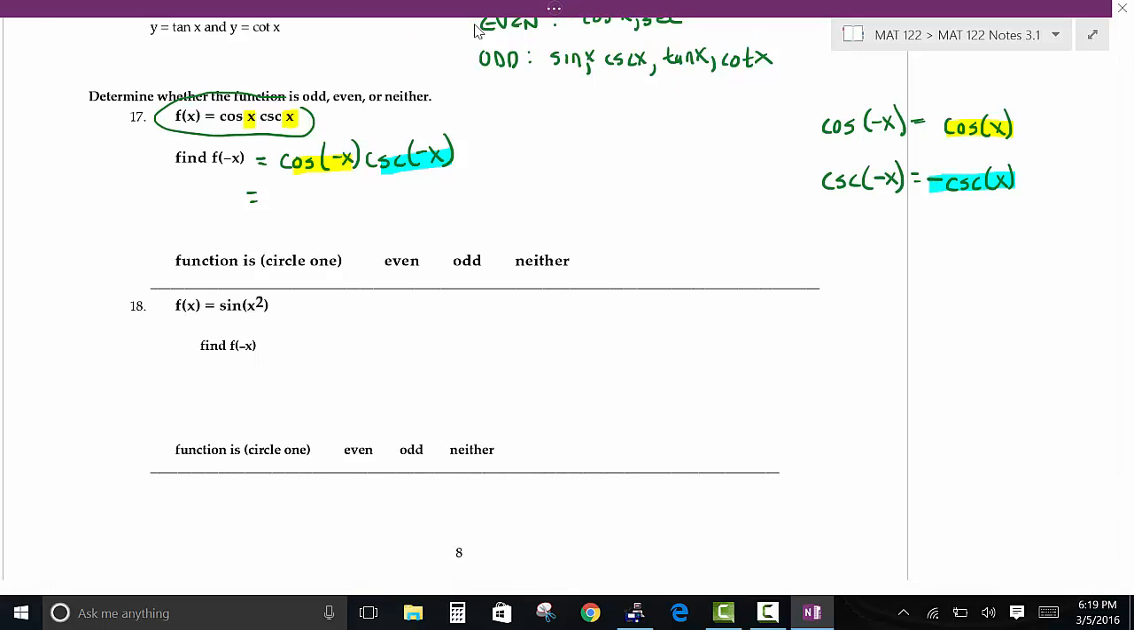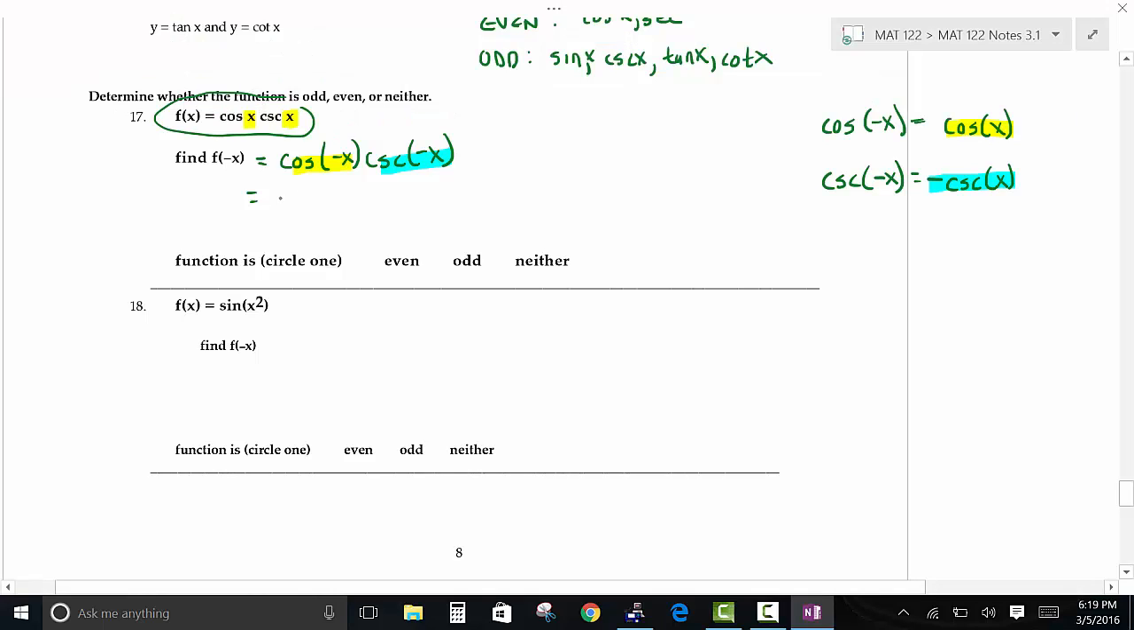Okay, so we're going to do that replacement and work this out. So this becomes cosine of x. This becomes negative cosecant of x. Now, if you put this together, let me just write this over here. I'm going to put that negative in front. You're really taking a positive times a negative, so you get negative cosine x times cosecant of x. And what this means is if you compare this to the original, that they are opposites. So this is going to be equal to the opposite of the function.